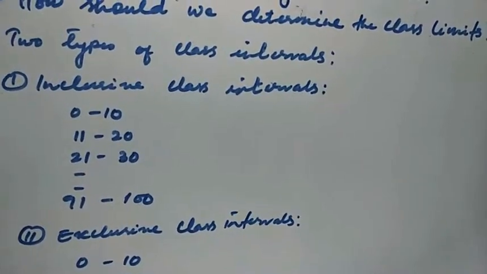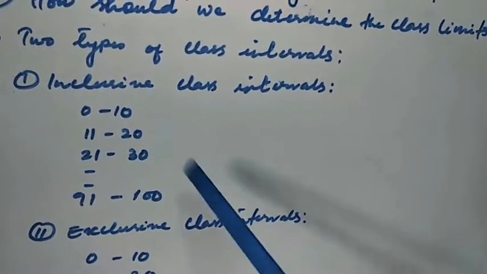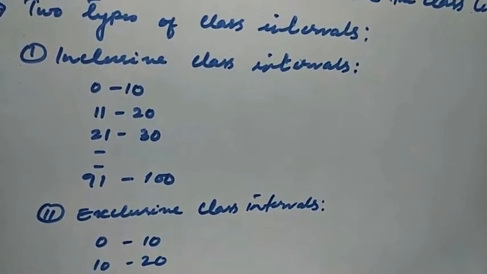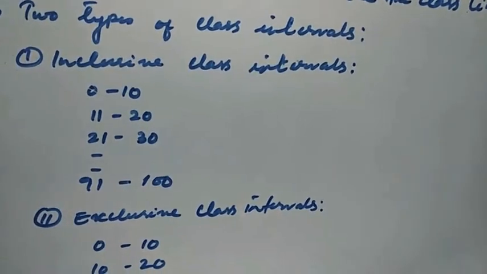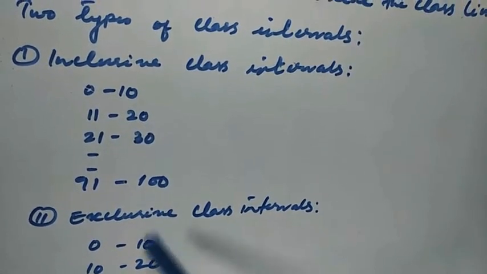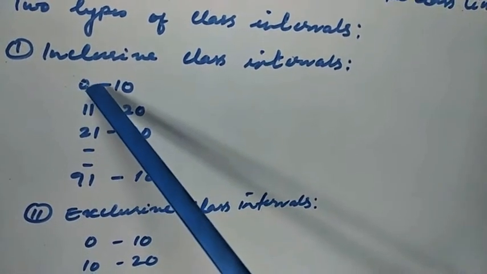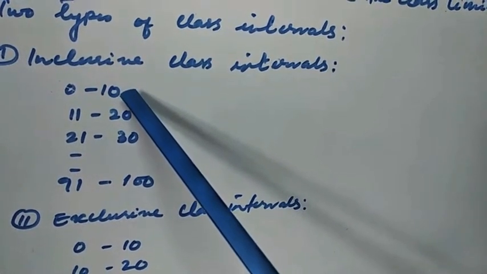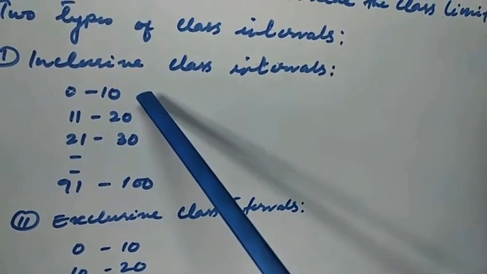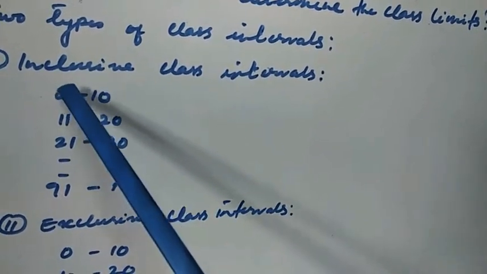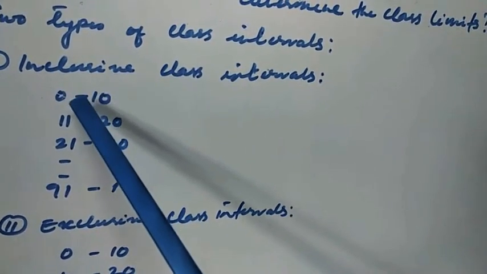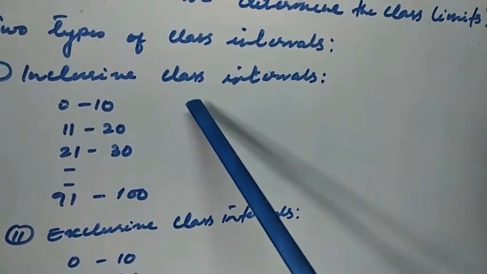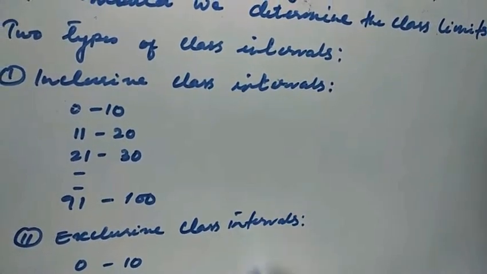So class intervals are of two types, as I have mentioned. One is inclusive class intervals. In the case of inclusive class intervals, as you can see in the example, the values which are equal to the lower and the upper limits of classes are included in the frequency of that class. So values which are equal to 0 and within 10 are included in the frequencies here in the case of inclusive class intervals.